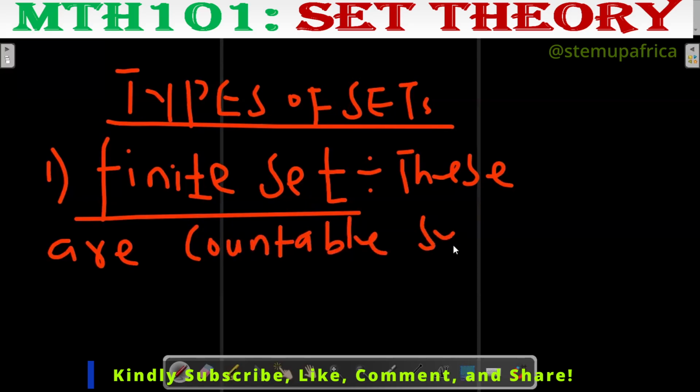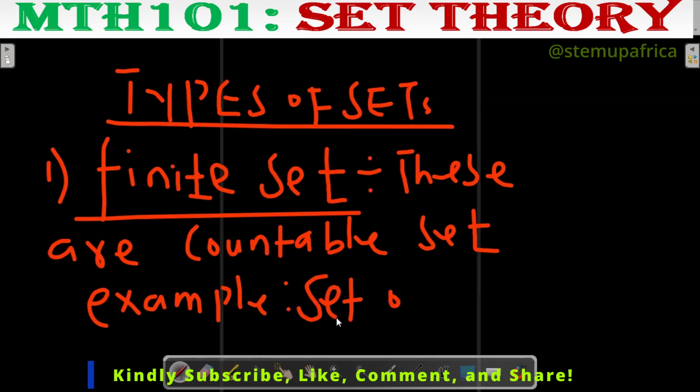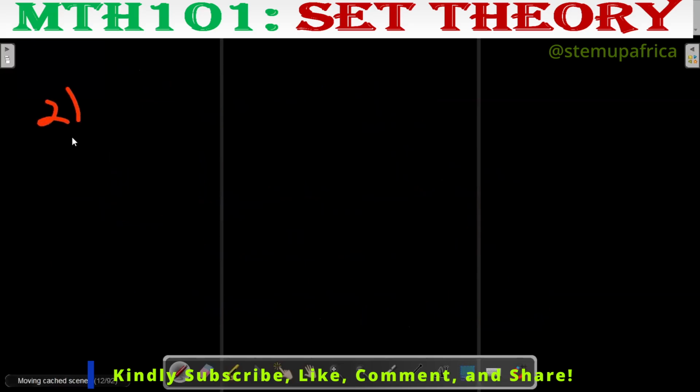Can you give me an example of things you can count? Maybe chairs, tables, spoons, cups. Exactly. Those are examples of countable sets. A set of chairs is an example of a countable set. You can easily count chairs, right? Then the second one, number 2, is infinite.